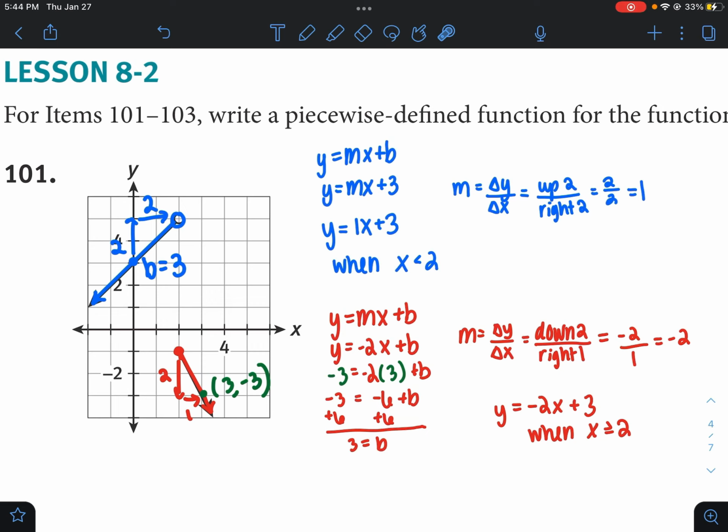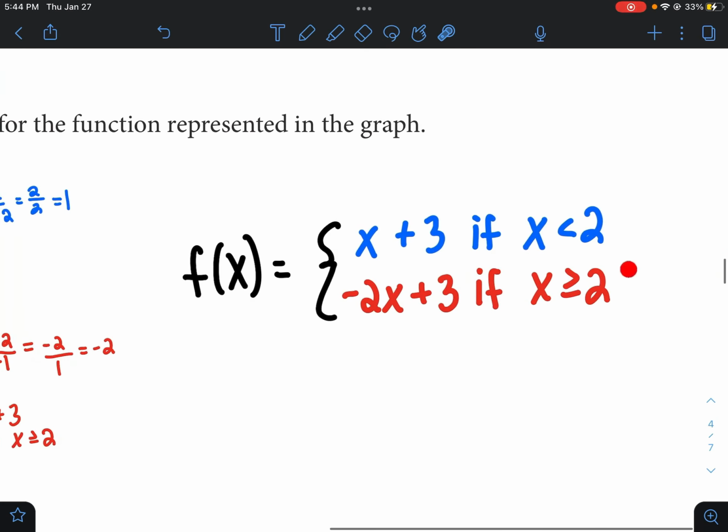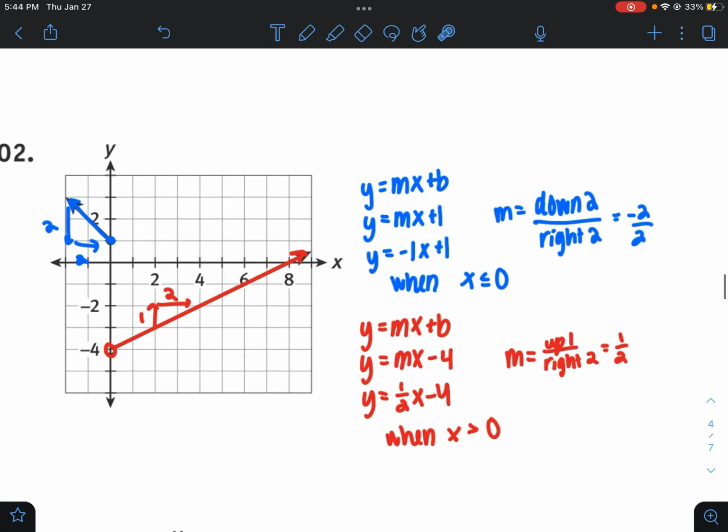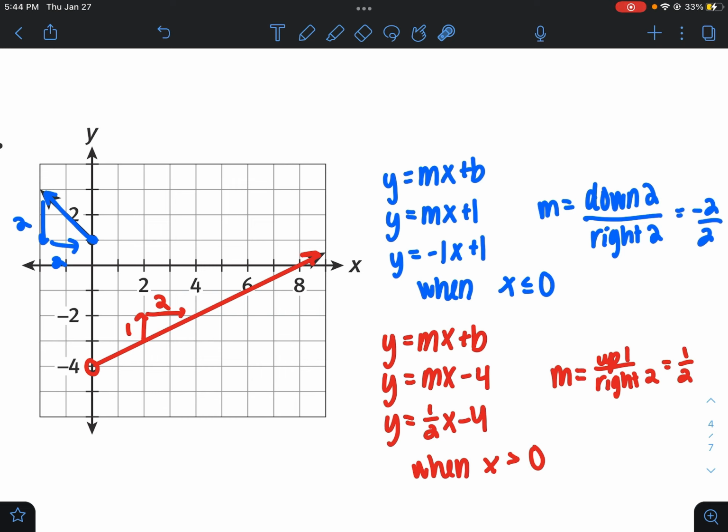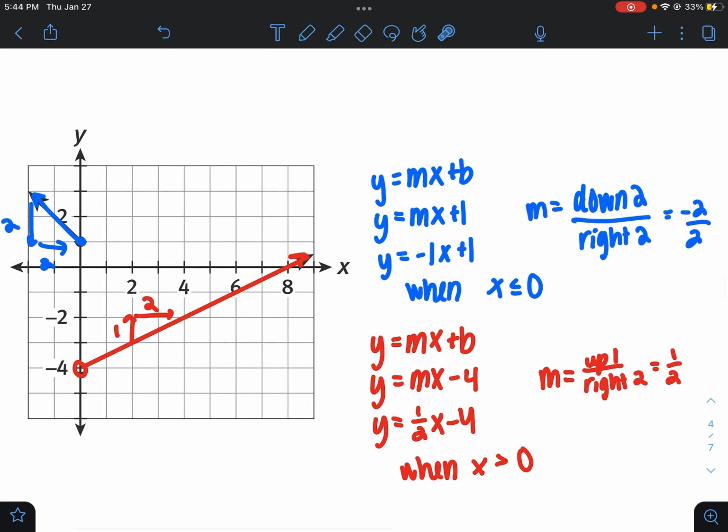Then to make your piecewise function, you just put them both together with a curly bracket and an f of x. Same thing down here. Blue function, red function. We look at the blue one first since it starts on the left. And we can figure out our y-intercept is at 1, and we go down 2 and right 2, or down 1 and right 1. Regardless of what you do, you're going to get a negative 1 slope.